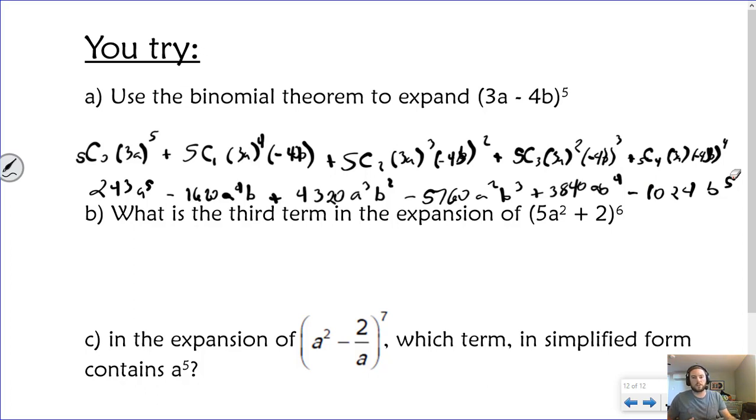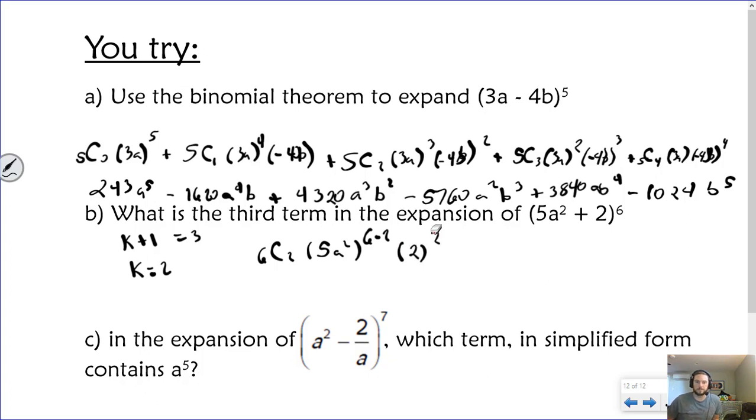Okay. So part B says, what is the third term in this expansion? Right. So again, if we're talking about the third term, that means k plus 1 is going to be equal to 3. So then k is 2. So now we're saying 6c2 times 5a squared. So the squared is a part of our expansion, so it needs to be there. 5a squared to the 6 minus 2, and 2 to the 2.